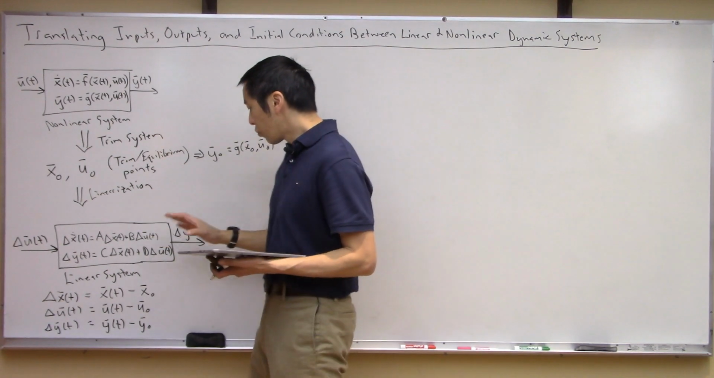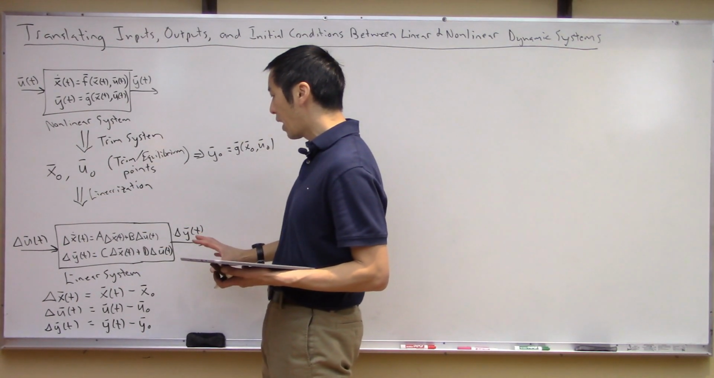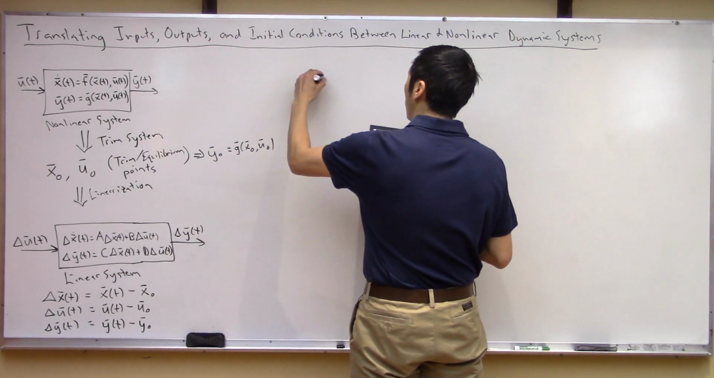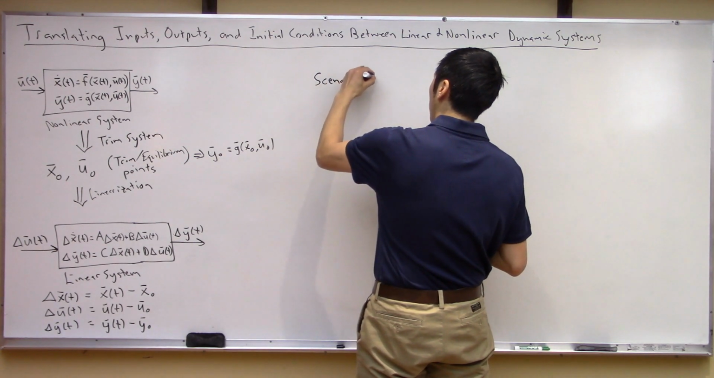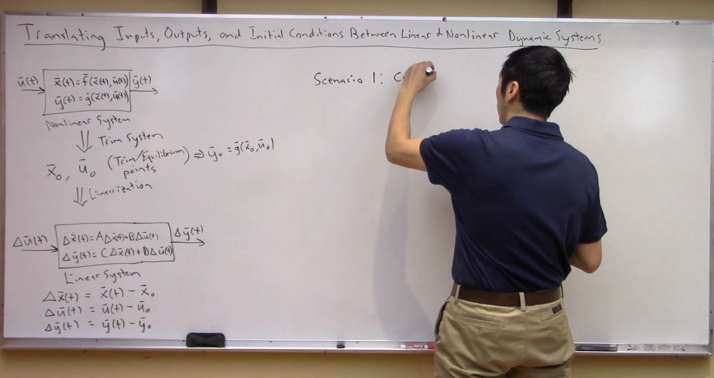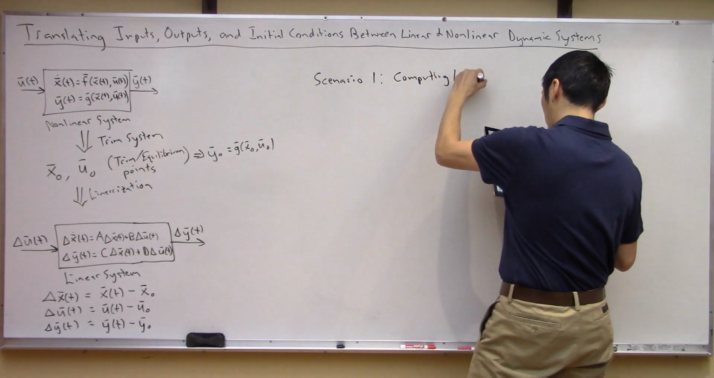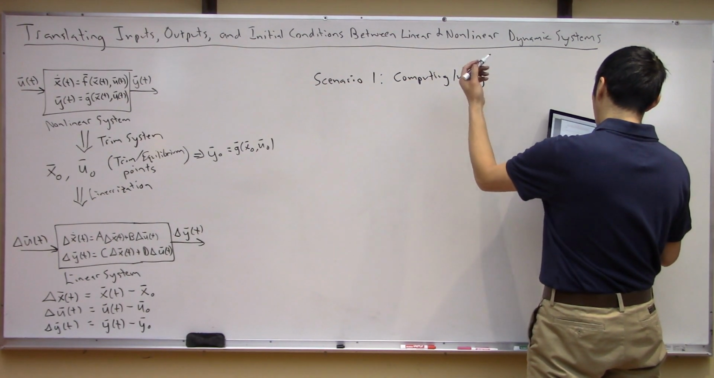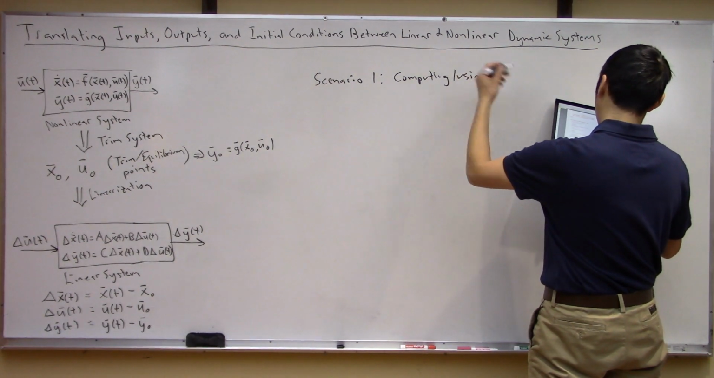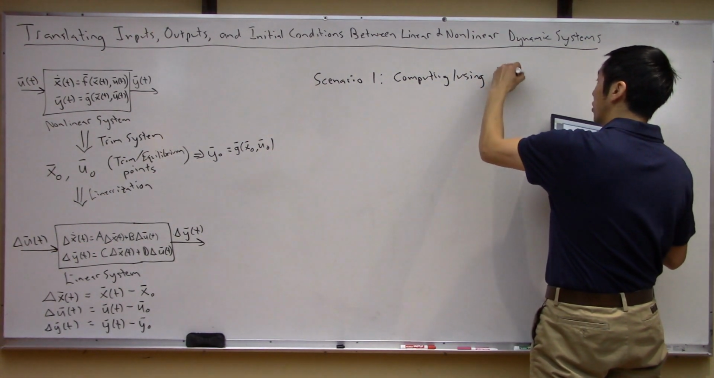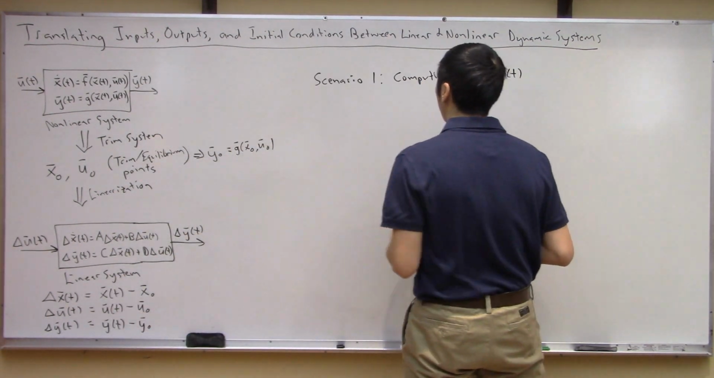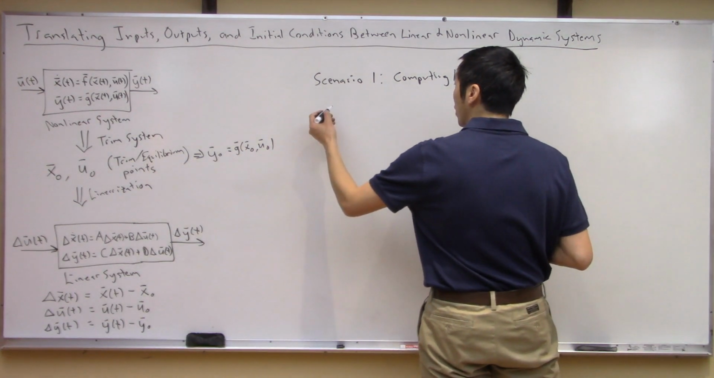The reason we care about this is going to come up, so let's look at three different scenarios you might run into where you need to worry about these differences. Scenario 1: if you're computing or using inputs, U of t, you see down here that U and delta U are different, and we're going to look at how that manifests itself.